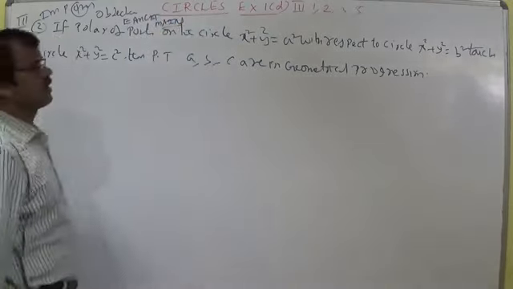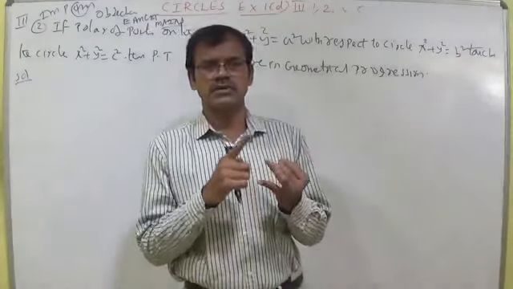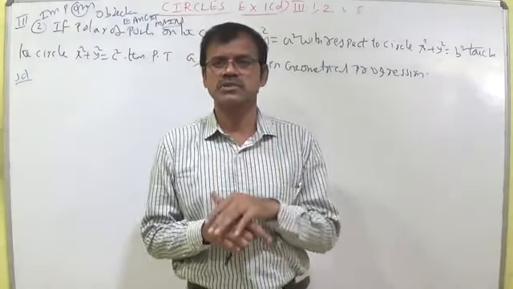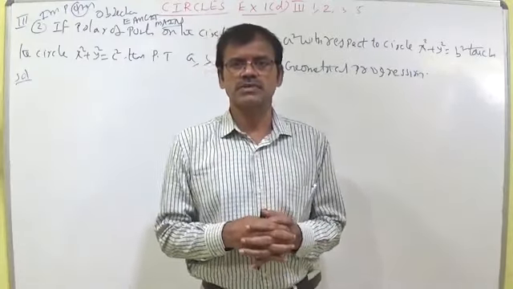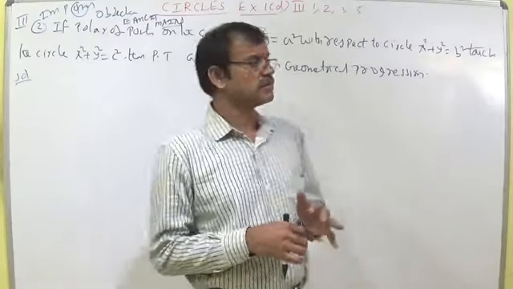Here you observe the circles x square plus y square equal to a square, x square plus y square equal to b square, and x square plus y square equal to c square. Three circles are having same center, different radii. So wherever the three circles have the same center and different radii, we can say that the circles are concentric.